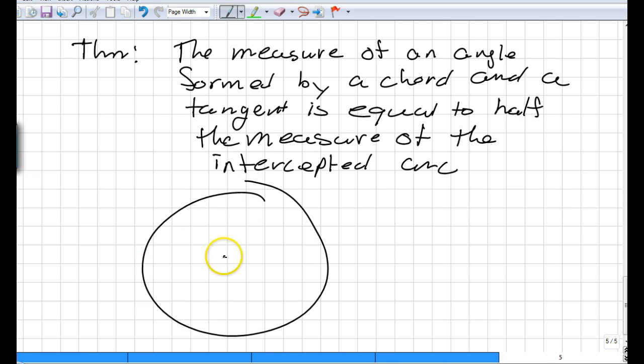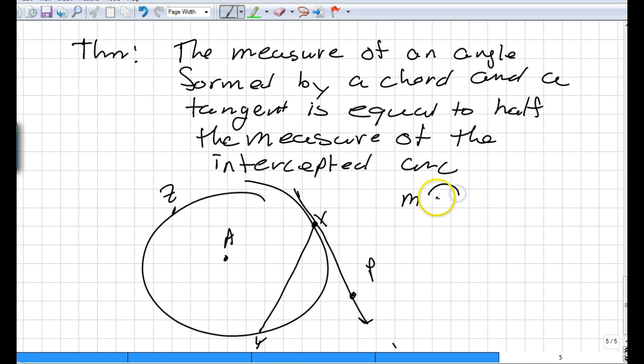We have some circle, call it circle A. We have a point Z, and we have a chord YX. And X is also a point of tangency for line XP. Okay? And so we know that measure of arc XZY is 260. Okay? And so what we want to find is measure of arc XY and measure of angle PXY.